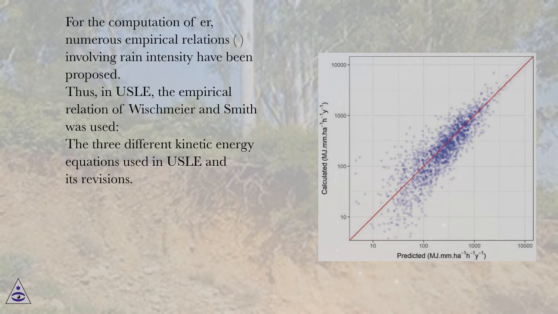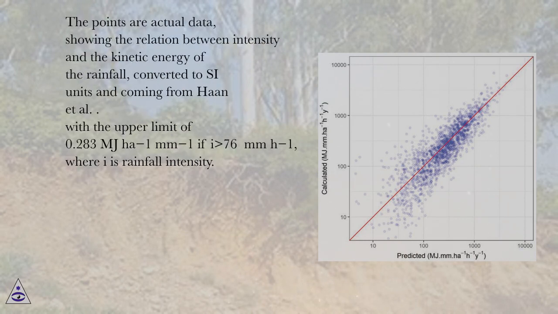For the computation of e, numerous empirical relations involving rain intensity have been proposed. Thus, in USLE, the empirical relation of Whitmire and Smith was used. The three different kinetic energy equations used in USLE and its revisions. The points are actual data, showing the relation between intensity and the kinetic energy of the rainfall, converted to SI units and coming from Hahn et al.